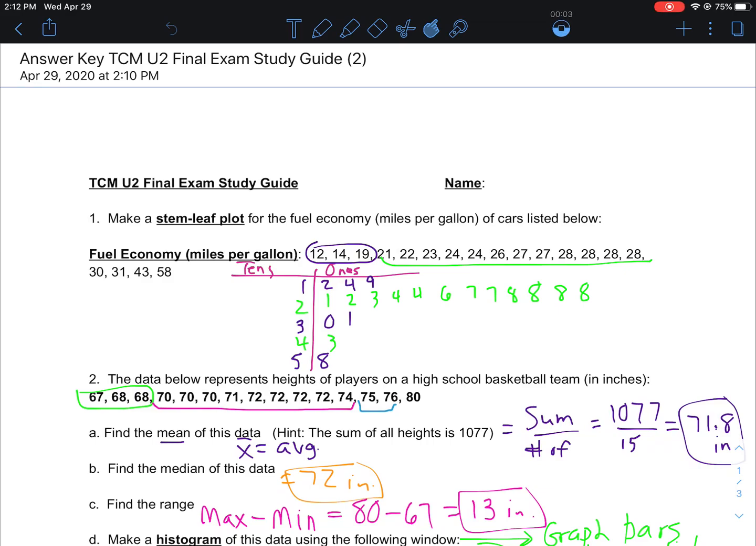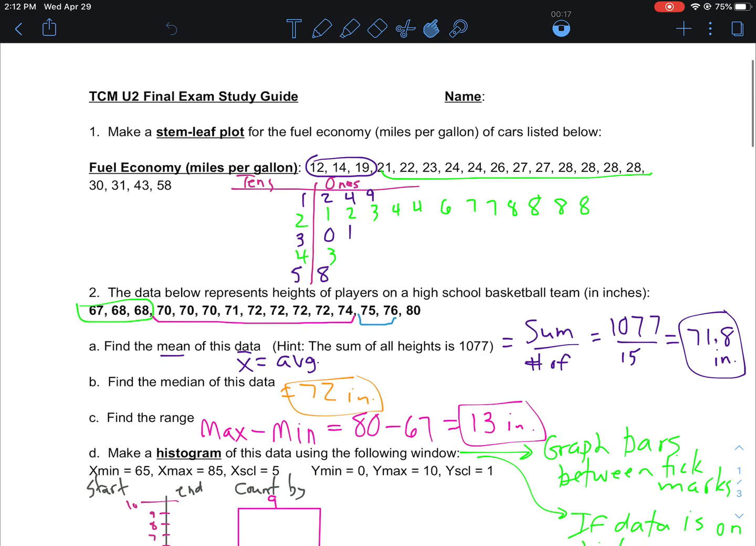All right, everyone. So what I've done is this is actually the full answer key to the Unit 2 review for TCM. And what I'm going to do is just kind of walk you through and talk. You can pause this video and write down what you need at any time. And here we go. So a lot of this unit was about statistics and displays of data.